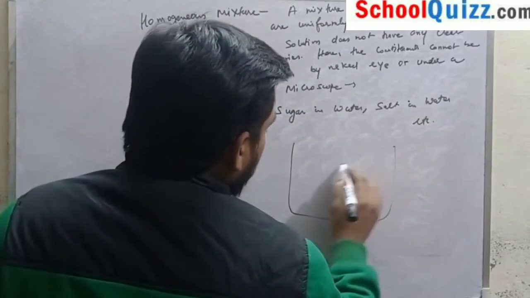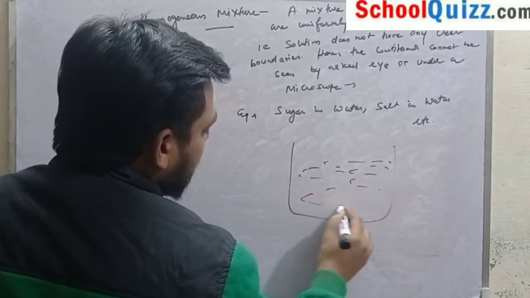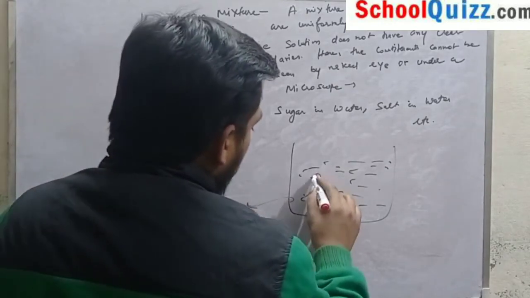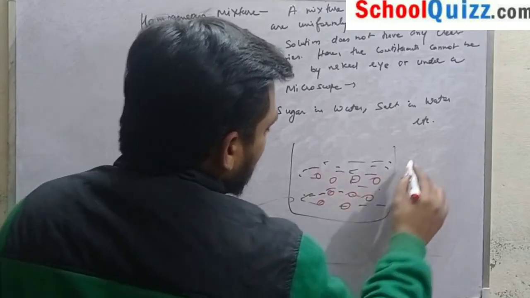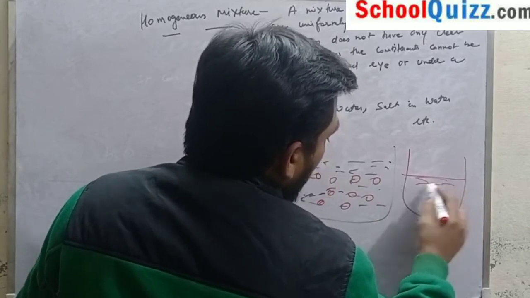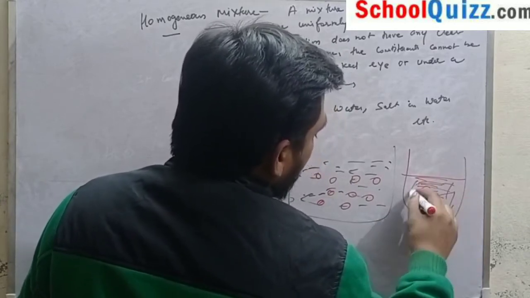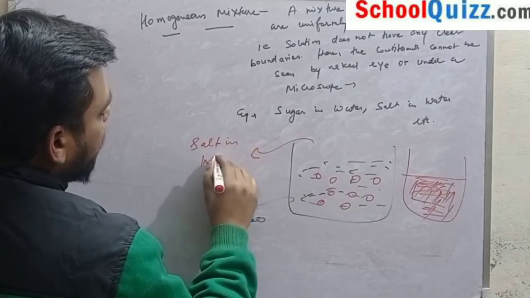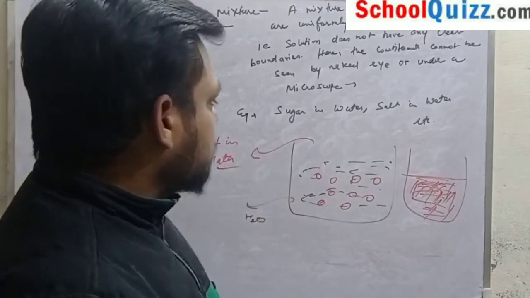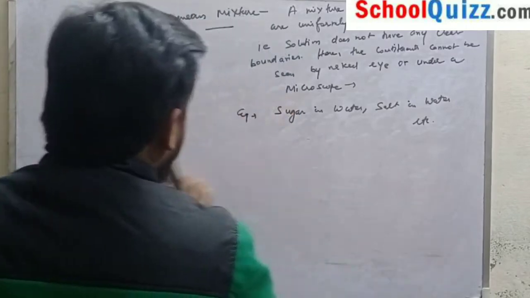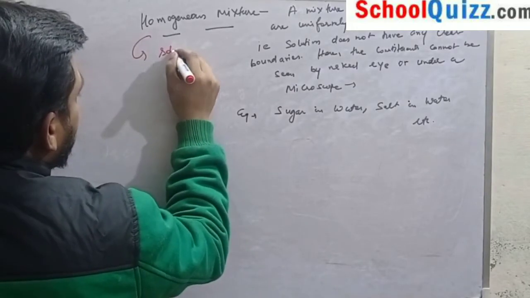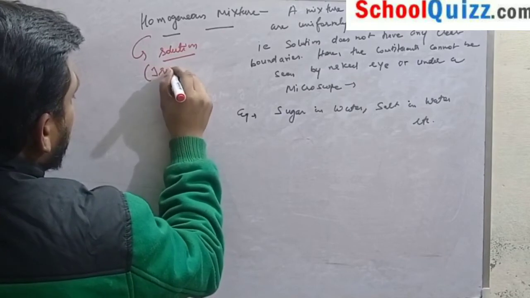Suppose there is a beaker of water. This is our water. If we place sugar here, as we know, sugar gets dissolved, so it will become uniformly distributed. They do not have any visible boundaries. Same in the case of salt in water. So this is our homogeneous mixture. Now we will talk about our heterogeneous mixture, just the opposite of a homogeneous mixture. One thing you have to remember is that a homogeneous mixture is regarded as a solution, or a true solution.